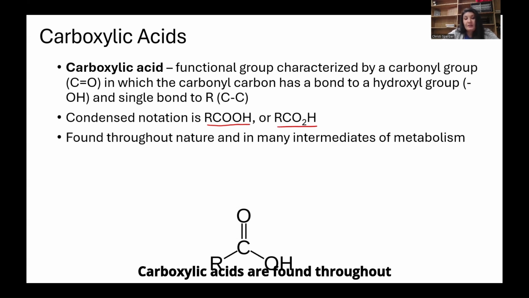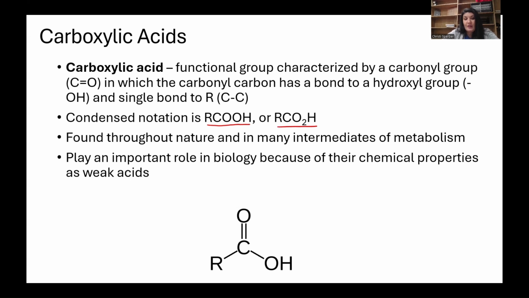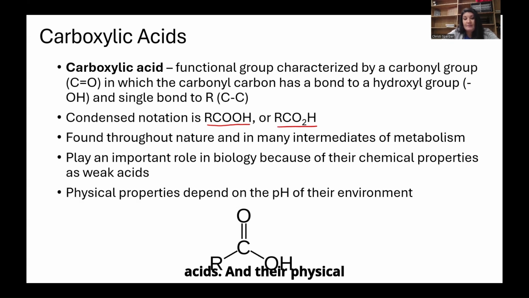Carboxylic acids are found throughout nature, and they are also found in many intermediates of metabolism. They play an important role in biology because of their chemical properties as weak acids. So carboxylic acids are weak acids, and their physical properties depend on the pH of their environment, so the environment around them.